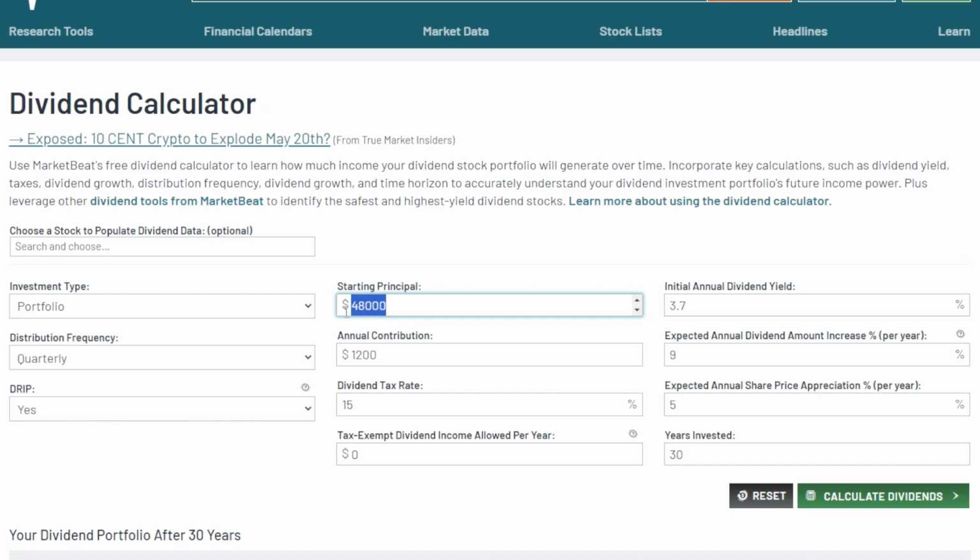To the point to where, as of right now, I currently hold a position in SCHD that's worth, let's say, more or less $48,000, with my yield on cost being around 3.7, 3.8%. The expected annual dividend increase is about 9%, the expected share price appreciation around 5%. If I were to only purchase, let's say, $100 more of SCHD and just hold onto my position, keep in mind, my entire portfolio is not SCHD. I just have a portion of it in there.